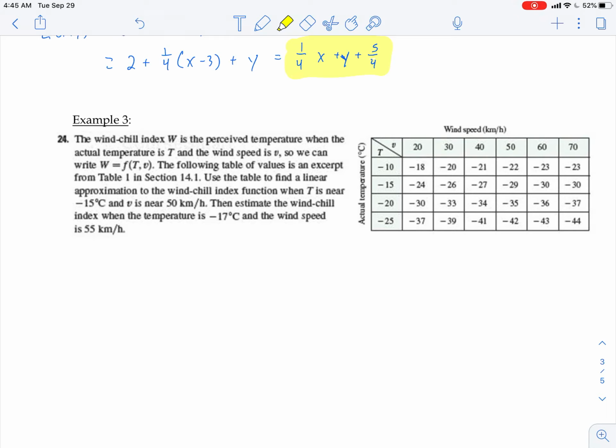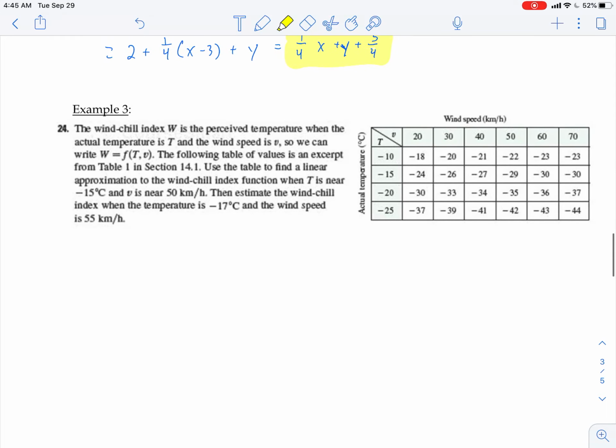All right, the wind chill index W is the perceived temperature when the actual temperature is T and the wind speed is V. So we can write W is equal to f of T and V. The following table of values is an excerpt from Table 1 in Section 14.1. Use the table to find a linear approximation to the wind chill index when T is near negative 15 degrees and V is 50 kilometers per hour.